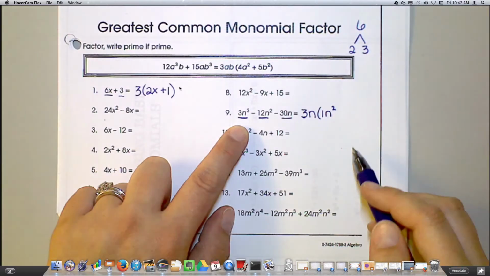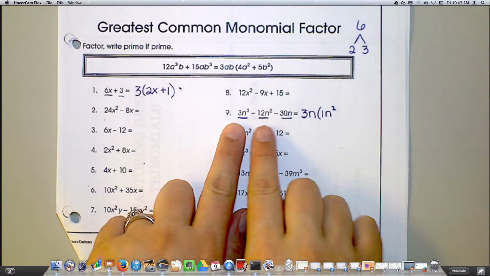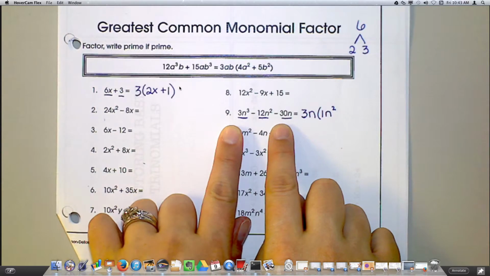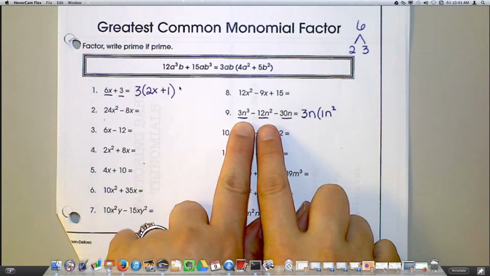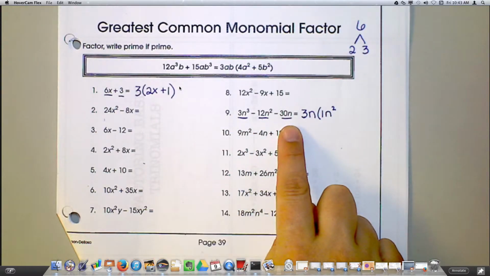I don't know how you get the 3n. Okay, so I started by asking myself, what's the GCF of 3, 12, and 30? The biggest thing that goes into all 3 of them is 3. And then the n came from, I looked at all the n's. This one has 3, this one has 2, this one has 1. The most I can take then is 1.